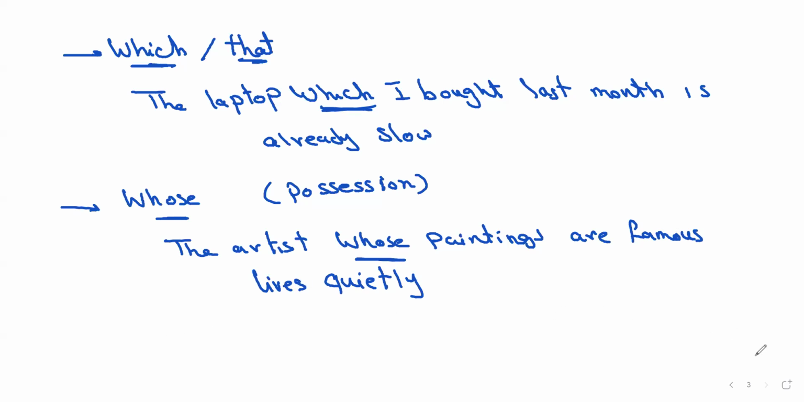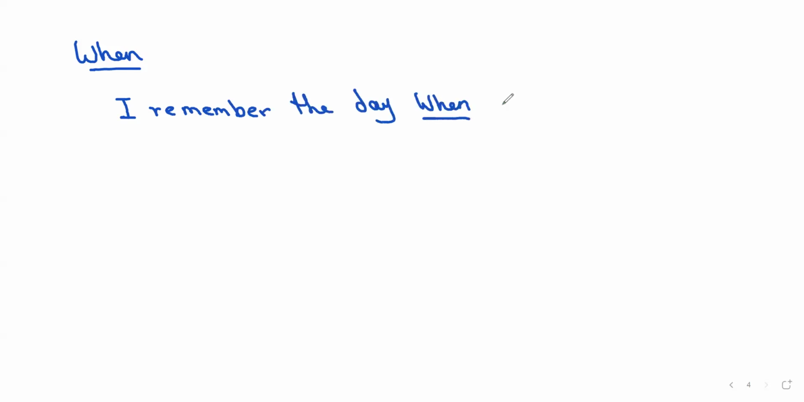And what about another one, like when? It refers to time. For example, I remember the day when we first met. Okay, and what about where? Where refers to a place.